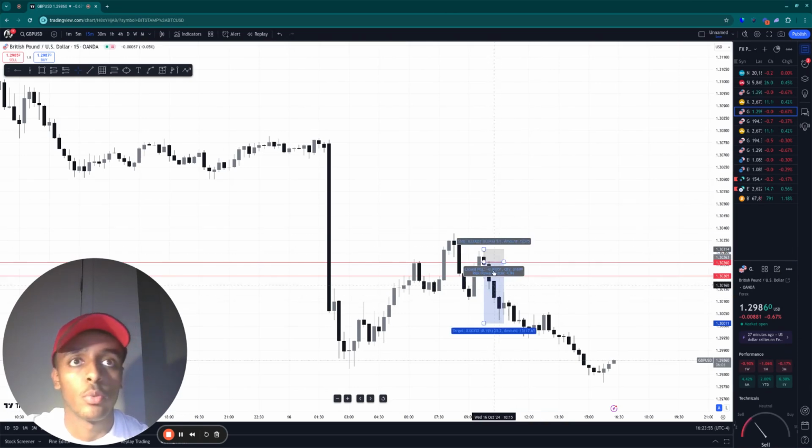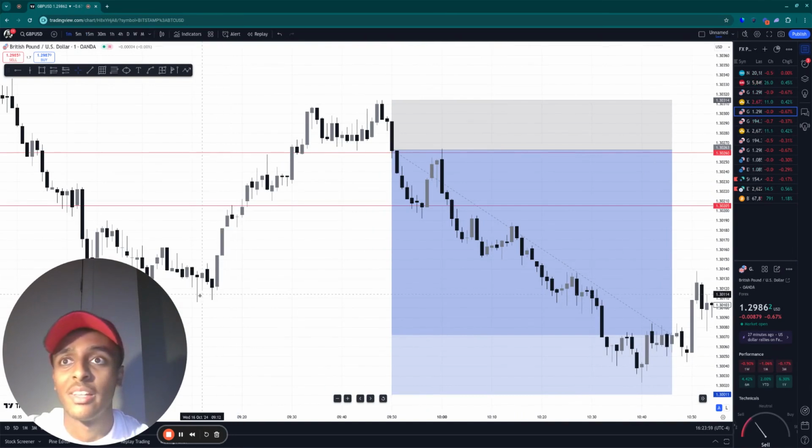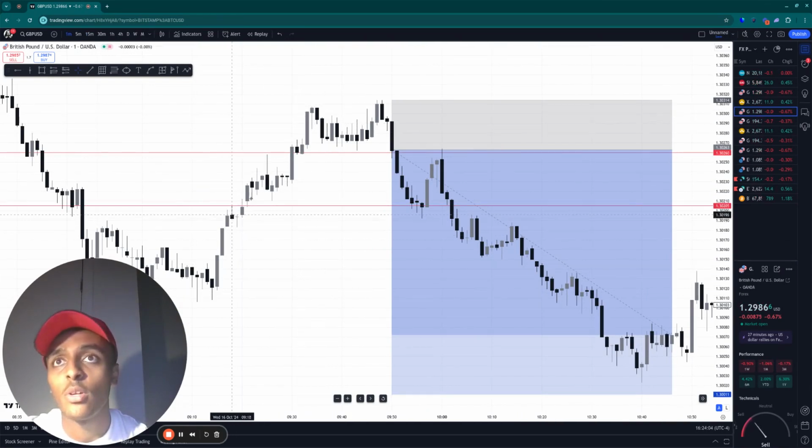Yep. So what do we get here? Coincidentally, we get the first 1-minute break. That simple. Look, we get this entire leg back into the order block that I had mentioned just now, and not a single 1-minute break of structure to the downside.